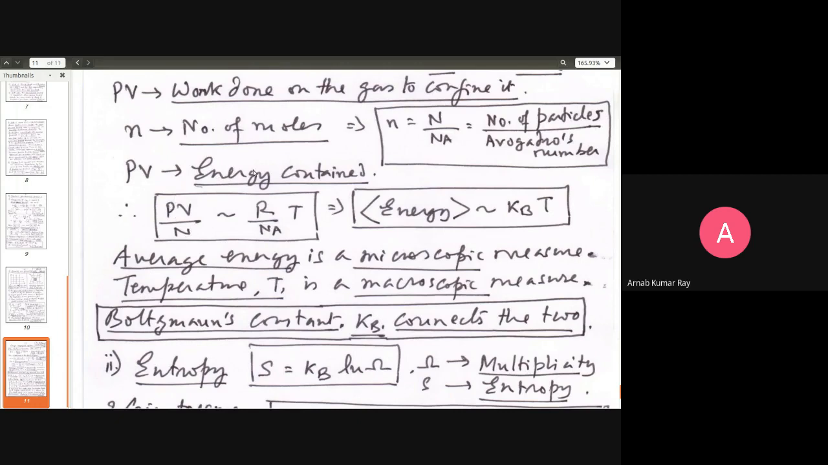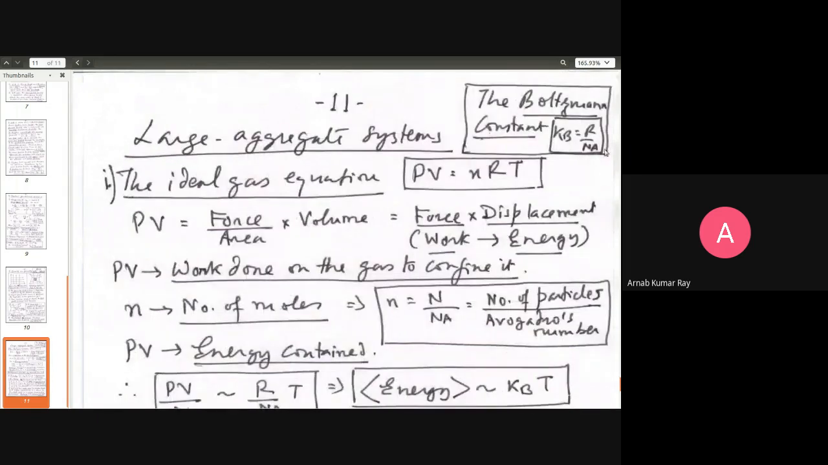What is PV? I said that PV is the energy contained. So energy contained by capital N, that will be the average energy per particle. Energy contained per particle in an average sense in the gas, and that is of the order of magnitude, I'm not writing an exactly equal to formula here, of the order of Boltzmann's constant into T. What is Boltzmann's constant? In measurable terms, it is the universal gas constant divided by Avogadro's number.